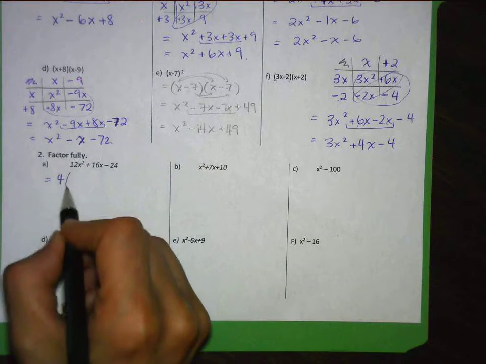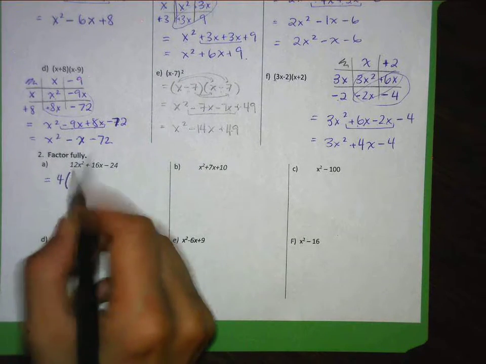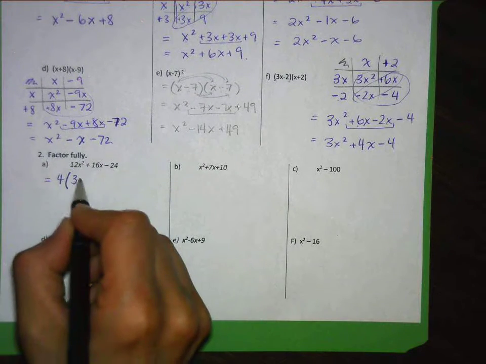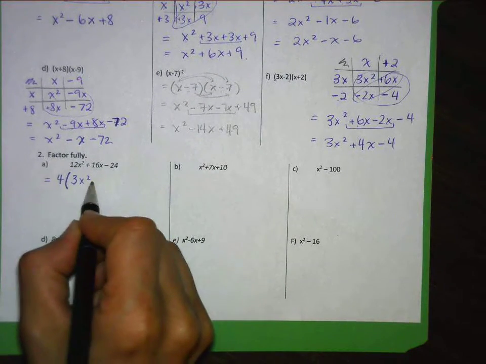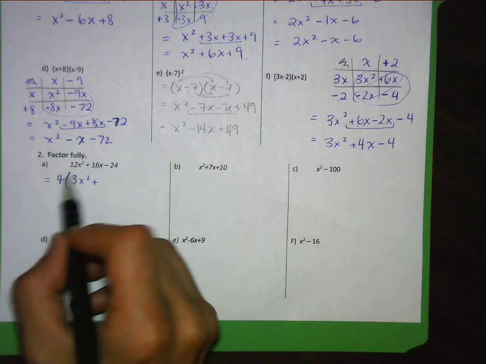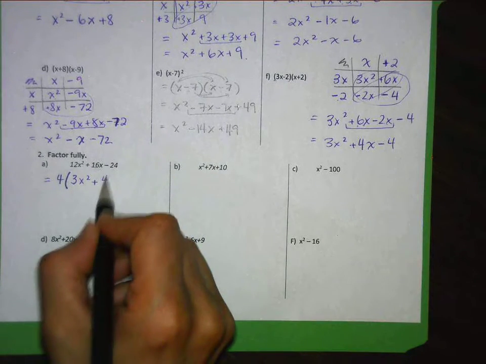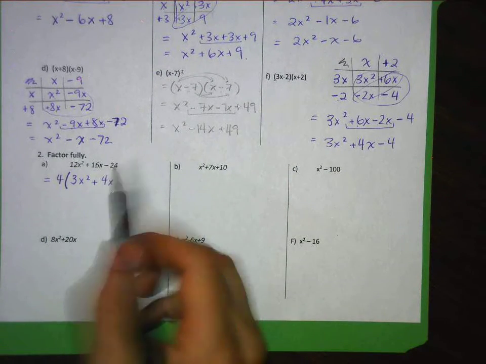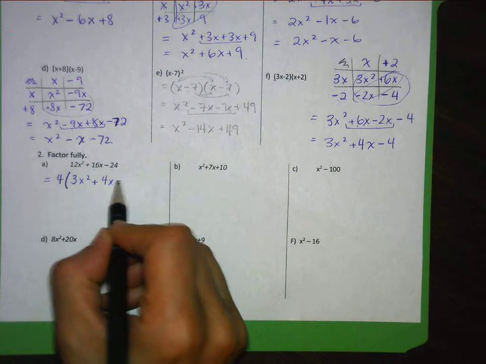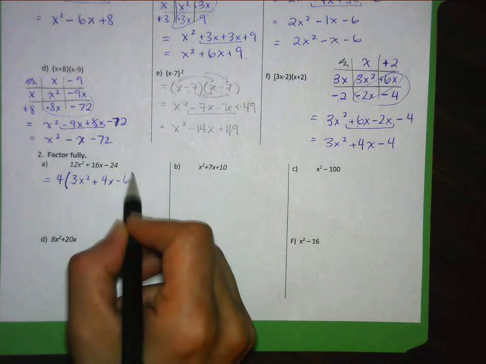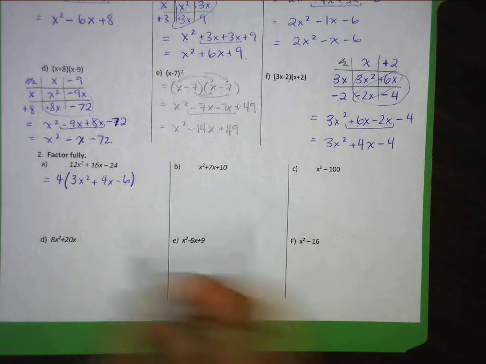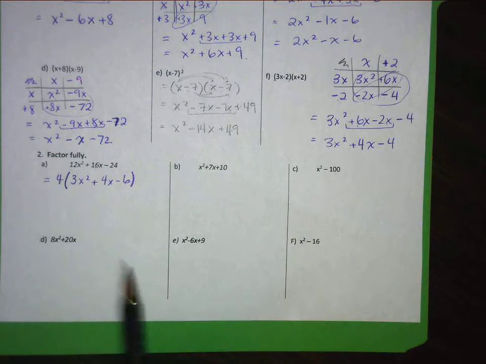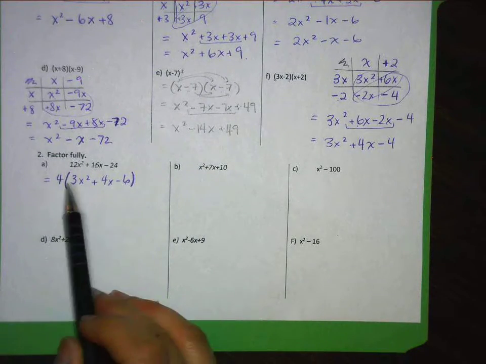So I'm putting that out in front, so now I have to divide each of these by 4. So 12 divided by 4 is 3. I'm going to write x squared plus 16 divided by 4 is 4. And negative 24 divided by 4 is going to be negative 6. Okay. So if I multiplied those out, I would get back the same thing. Is there anything else I can divide out?